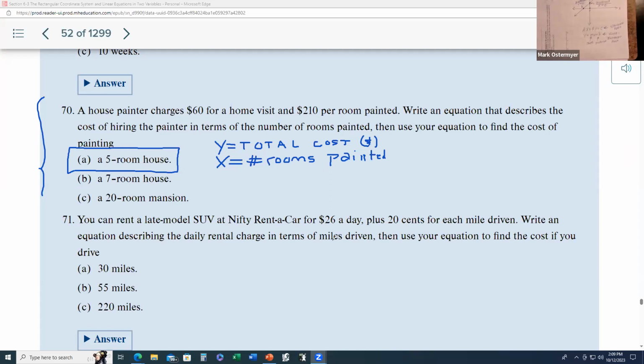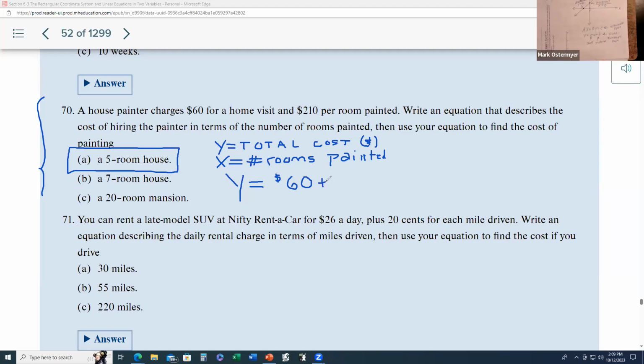All right, so let's try to write this linear equation. It should be fairly straightforward. Y, the total cost, is going to be equal to the fixed cost, just having the person come out to your home, is $60. Whether they paint 0 rooms or 1,000 rooms, you've got to pay them $60.